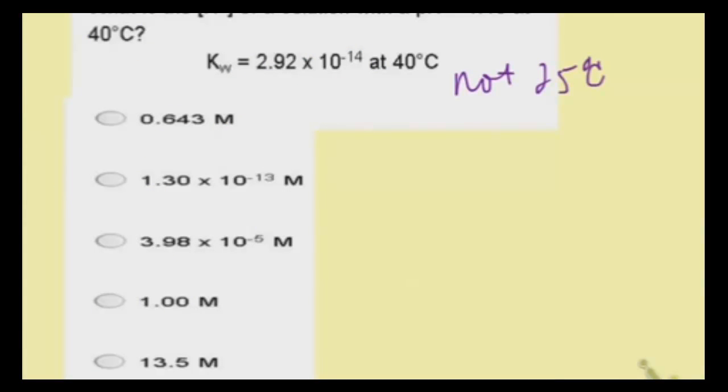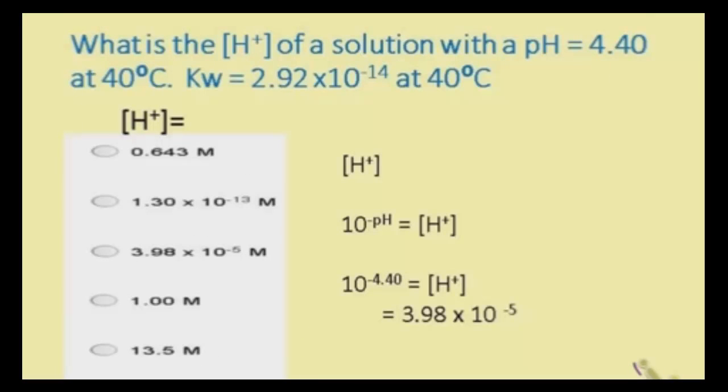Okay, so what is the H plus of a solution with a pH of 4.4 at 40 degrees C? Notice this is not at 25 degrees C, so my kW is different. So pause it and answer this question. Okay, so hopefully you got 3.98 times 10 to the minus 5.